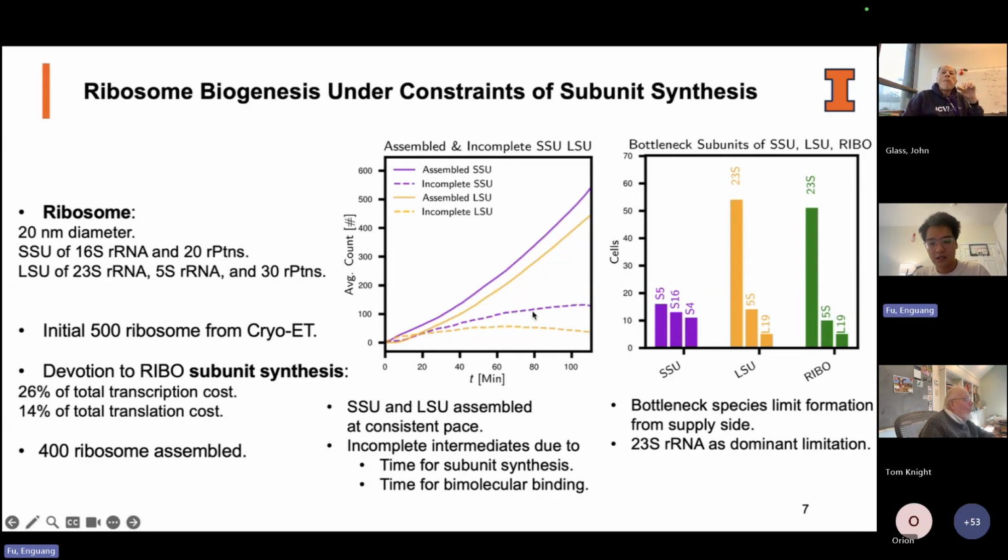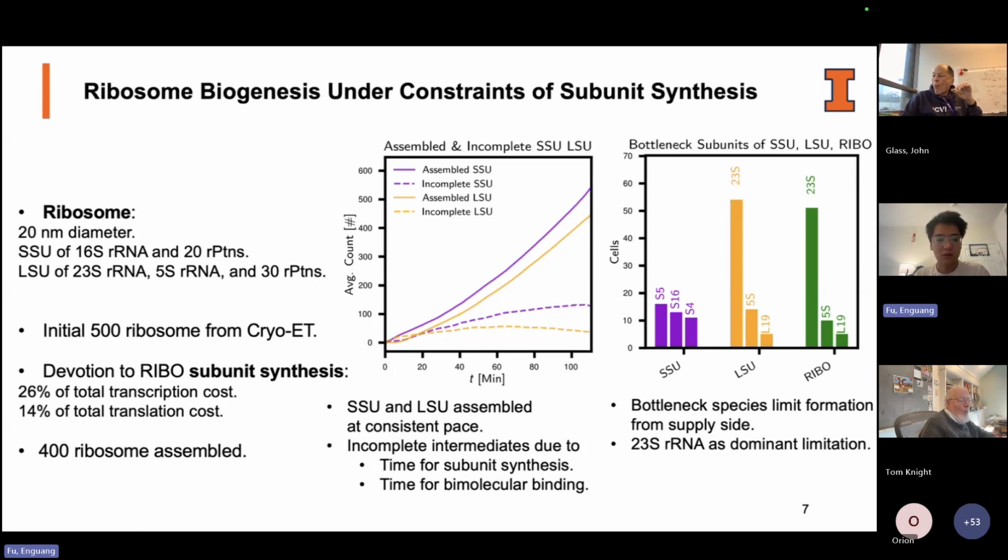And you can also see a considerable fraction of incomplete small subunit and large subunit due to the waiting time for subunit synthesis in gene expression and also the time for biomolecular bindings. And from a simulation, we can also define the bottleneck subunits, meaning the subunit with the least counts, which limits the formation of the whole complex from the supply side. So in our simulation, 23S rRNA is the dominant limitation, which is reasonable given the manner of the transcription of the rRNA operon.